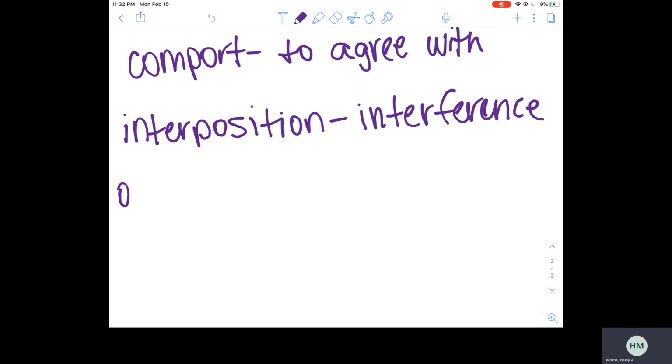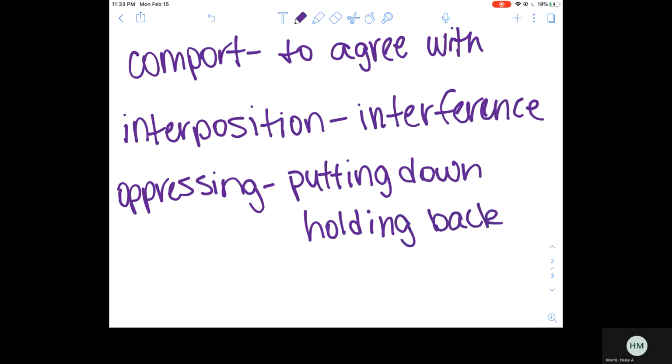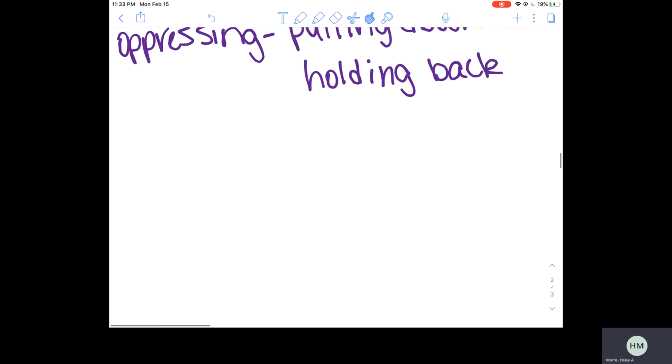Oppressing. Oppressing is something we talk about quite a bit, actually. Oppressing is like putting down a specific group of people or holding them back. And so there have been several groups of people throughout history who have been put down or held back. You know, whether it be like they're not represented in their government, they aren't allowed to participate in, you know, whatever they may want to participate in, whether that be government, something political, or even like school or sports.